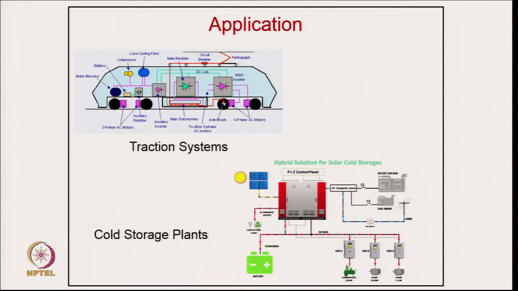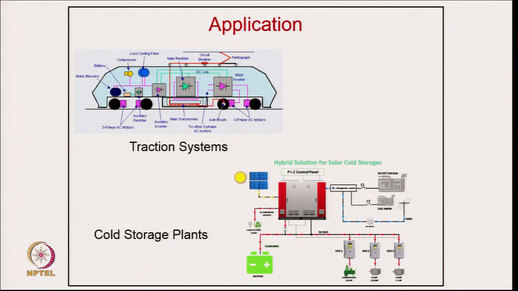Coming to another application, the traction system. Traction systems now include not only electric traction but also the metro. We now typically put voltage source converters on the grid side, so that neither harmonics nor reactive power burden is put on the grid, and in fact you should be able to support the reactive power if required.